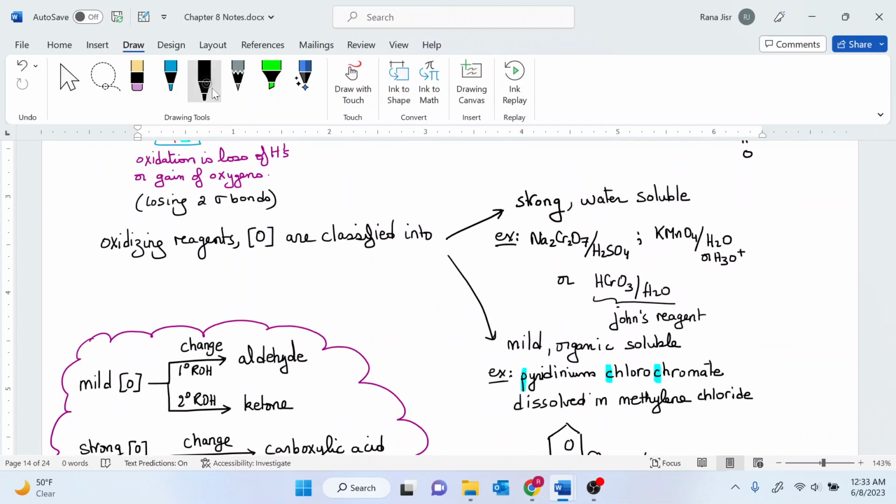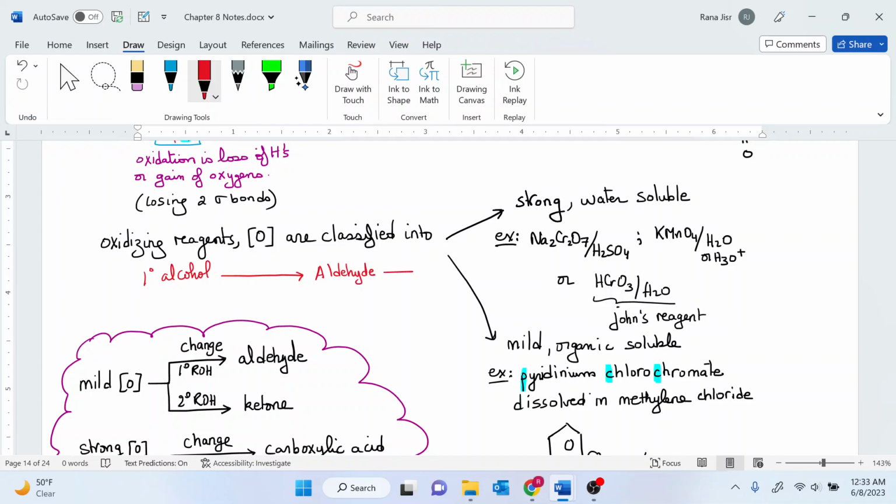Whenever you're doing the oxidation, if you start with a primary alcohol and if you use a mild oxidizing agent, you're going to stop at the aldehyde.